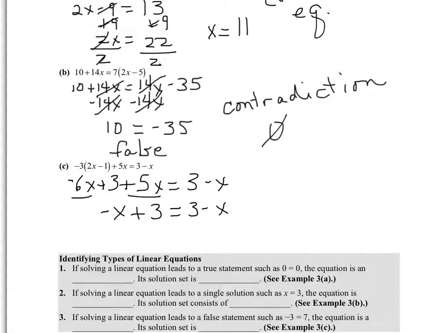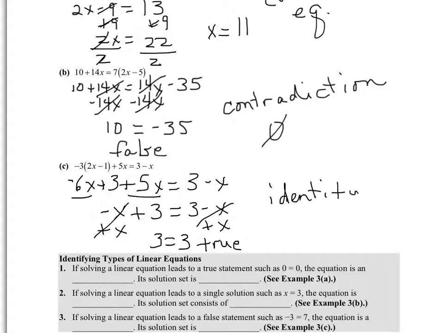So I have negative x plus 3 equals 3 minus x. So to get the x terms together, I would need to add x to each side. But notice when I do that, they cancel on both sides, and I am left with 3 equals 3. Now, unlike the one above this problem, this one is a true statement. 3 does equal 3. And when that happens, you have an identity. In other words, the left side will always equal the right side. It doesn't matter what I choose to put in for x.